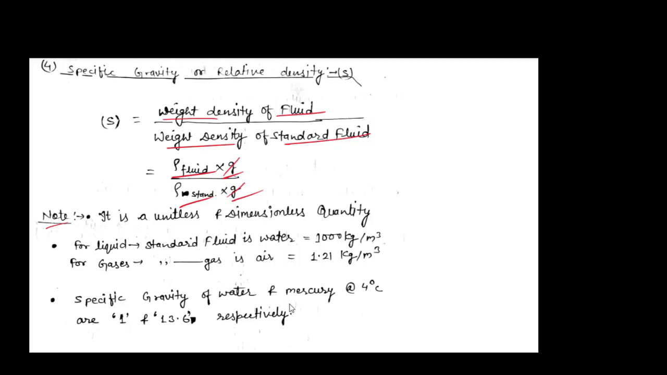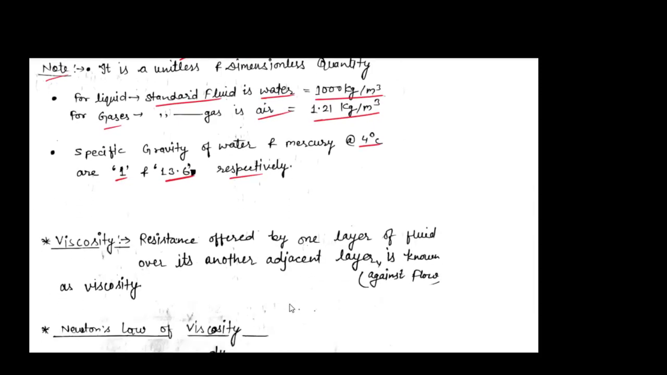For liquids, the standard fluid is water, because water is present everywhere. It is 1000 kg per meter cube. For gases, it is air, whose density is 1.21 kg per meter cube. The specific gravity of water and mercury at 4 degrees Celsius is 1 and 13.6 respectively. So these values should be known to you.